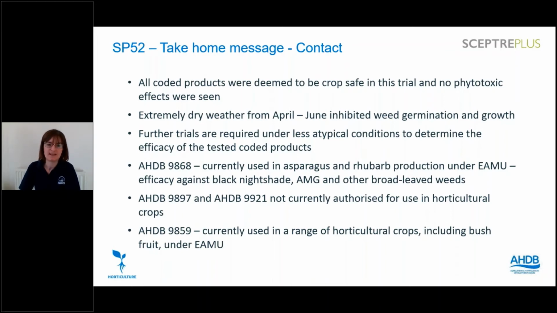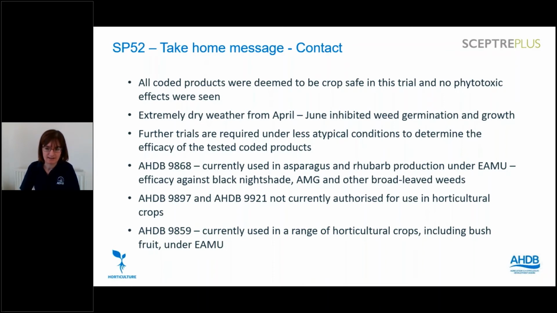Now, as I said, the products, they are all coded. We can't release the names to you, which I appreciate is frustrating, but there are a couple of things that are already out there on the market on different horticultural crops. So 9868 and 9859, we already use these under EAMUs for different horticultural crops. 9868 has good efficacy against black nightshade, annual meadowgrass and other broadleaf weeds. So if the crop safety allows and the EAMUs can be progressed, then having things that are already authorised under other EAMUs does make that process a little bit quicker.